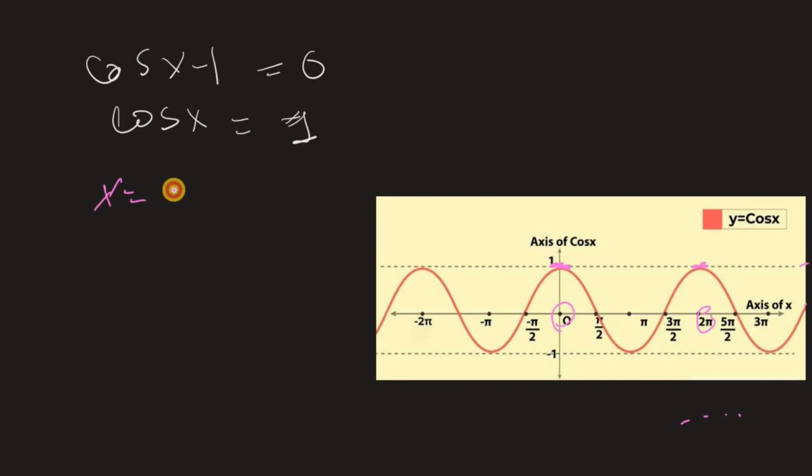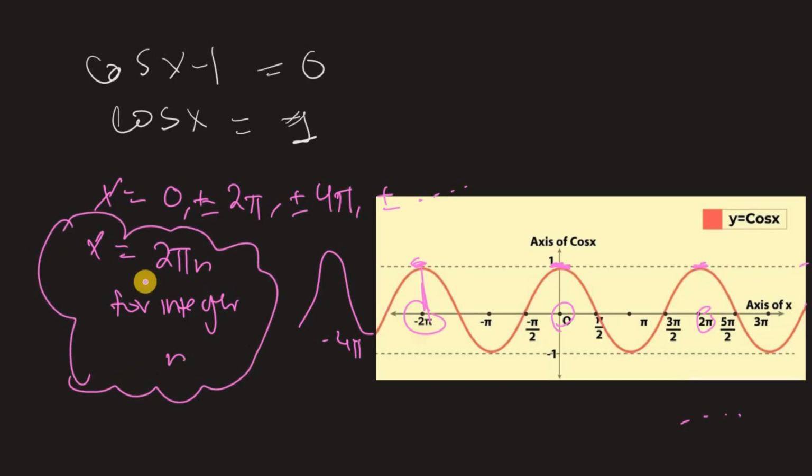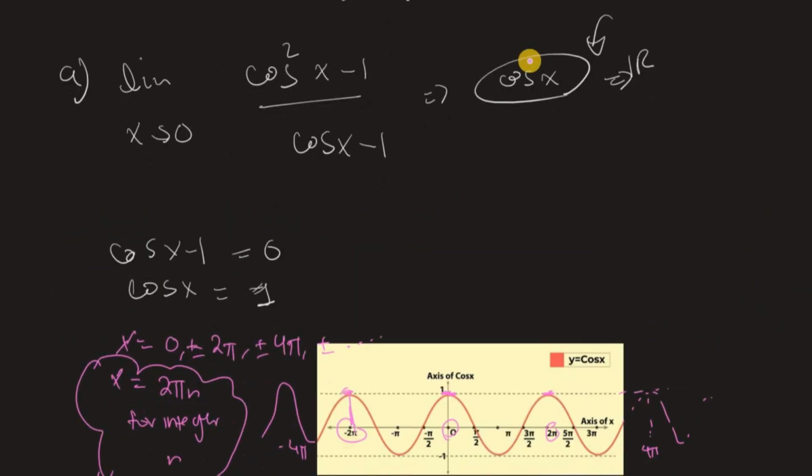So your values would be 0, and then you'll have plus and minus, because it's the same thing with the negative values. So negative 2 pi, negative 4 pi, so you can say plus and minus 2 pi, plus and minus 4 pi, and then it continues, 6 pi. So you can write x equals 2 pi n for integer n. So this is the continuity for this question.